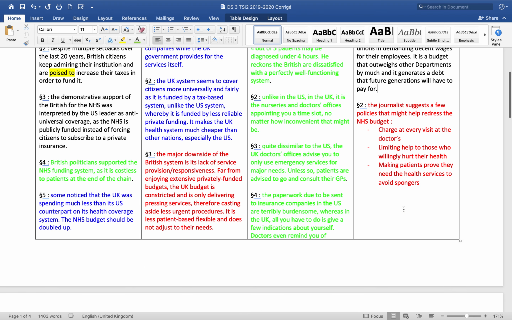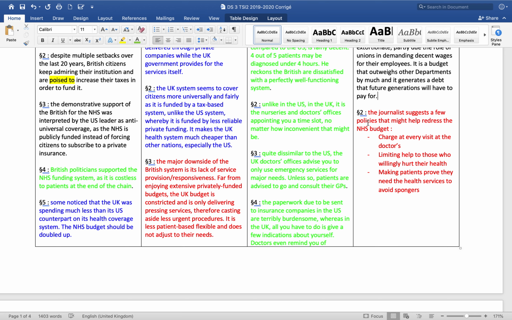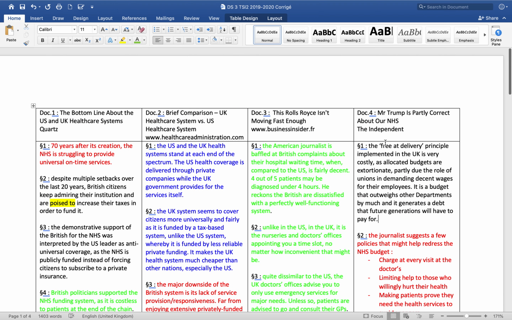And then the second part of this very short article, the journalist suggests a few policies that might help redress the NHS budget. So he suggests three things. First, that every time you go to the doctor as a patient, you pay. So he's opposed to free access. He thinks that people should be charged at every visit to the doctor. So that would limit the number of people who access doctors, because obviously, if you have to pay to go to the doctor, then maybe some people who are poor will not go anymore. So that's a very strange suggestion he's making.